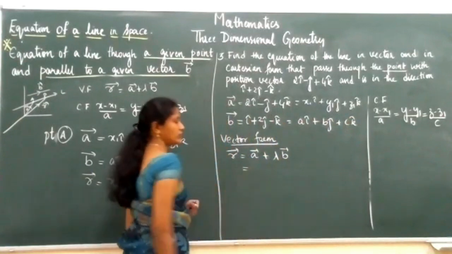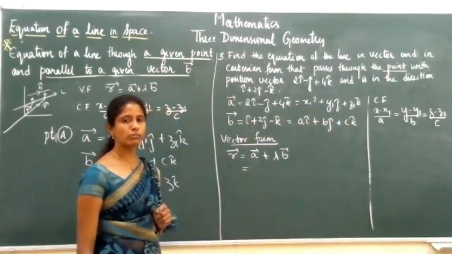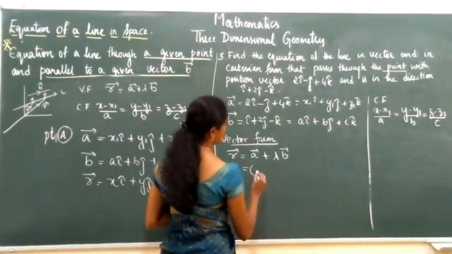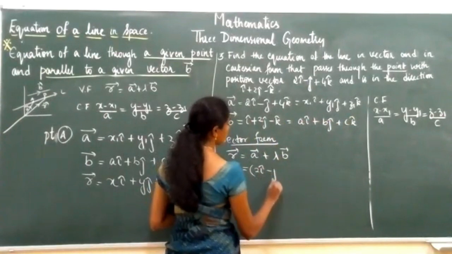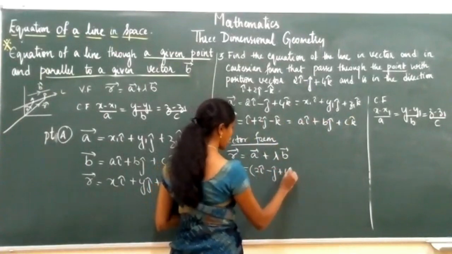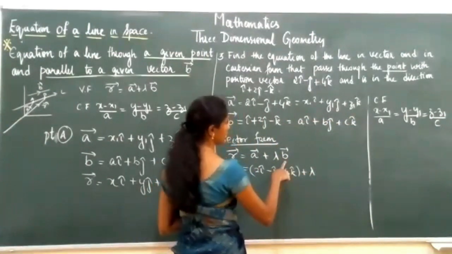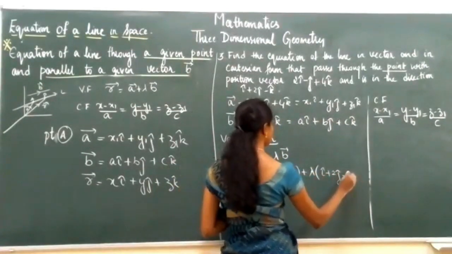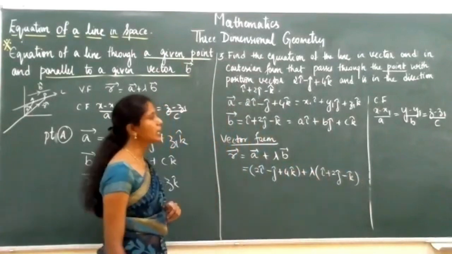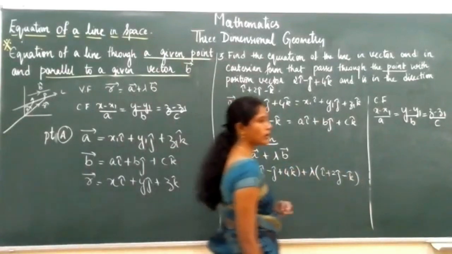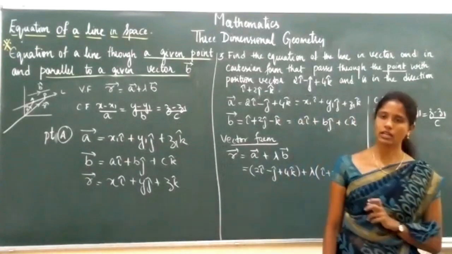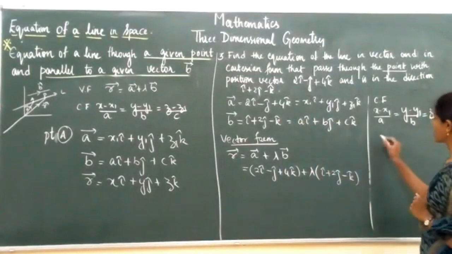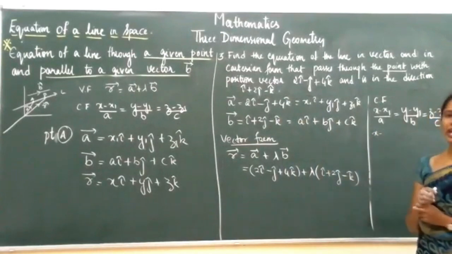Therefore, we know that the vector form is given by vector r is equal to vector a plus lambda times vector b. So vector A is 2i cap minus j cap plus 4k cap plus lambda times vector B, which is given by i cap plus 2j cap minus k cap. Okay, and the Cartesian form is given by x minus x1 by a, which is equal to y minus y1 by b, which is equal to z minus z1 by c. So x minus, what is the value of x1?